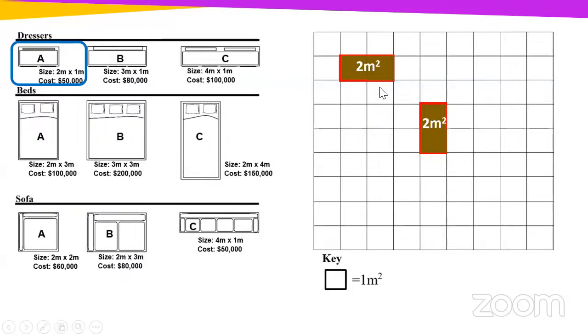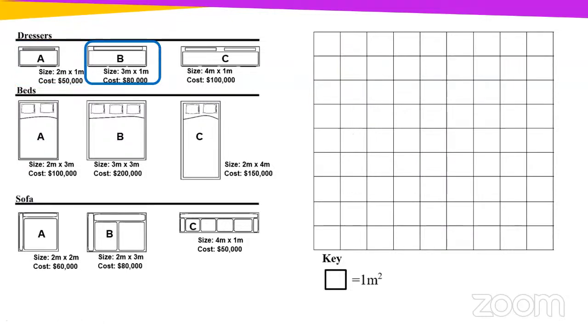It's actually 2 square meters. That's how we say it, 2 square meters, just like the key, 1 square meter. That's the correct way of saying it, okay? All right, let's move on to dresser B.